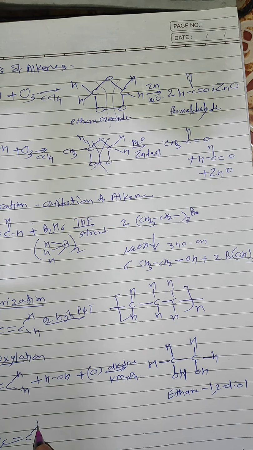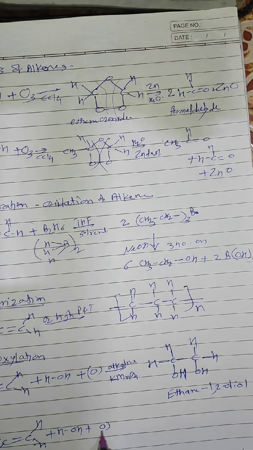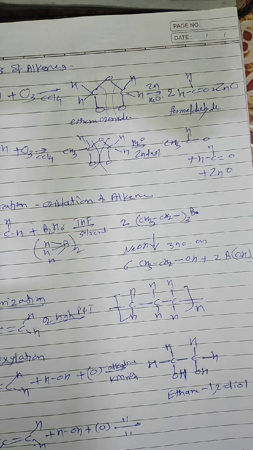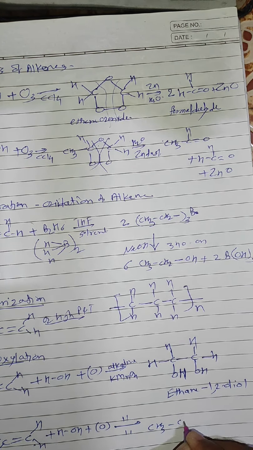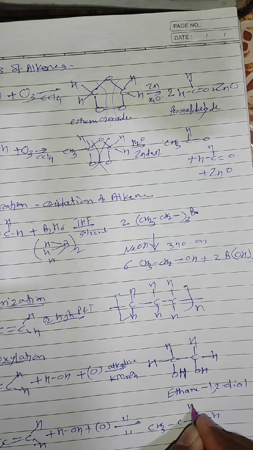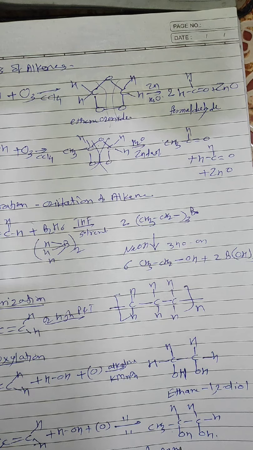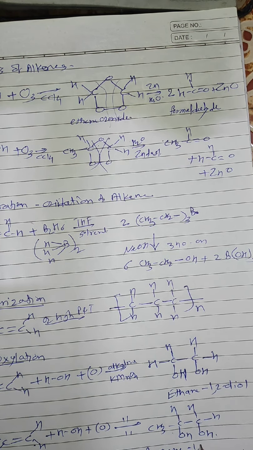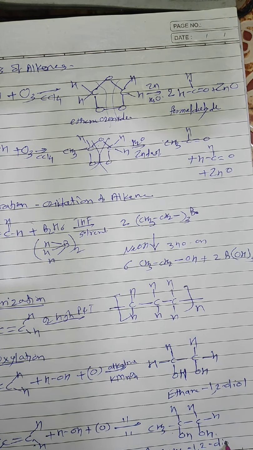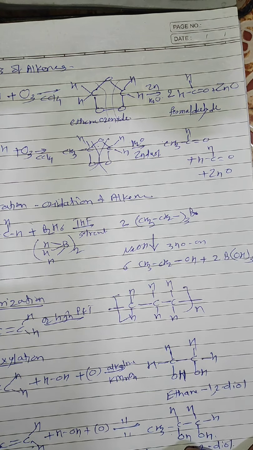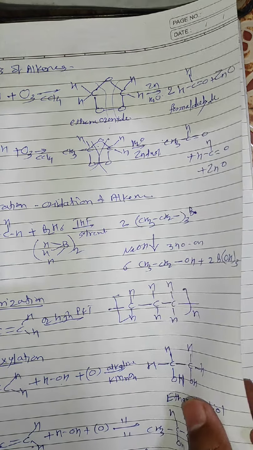Similarly, in the next reaction CH3CH=CH2 is treated with H2O in the presence of nascent oxygen and the same reagent, alkaline KMnO4, to form CH3-CH(OH)-CH2(OH). The name of this compound is propane-1,2-diol or 1,2-dihydroxypropane. So this is hydroxylation.